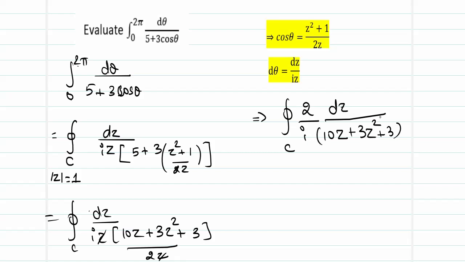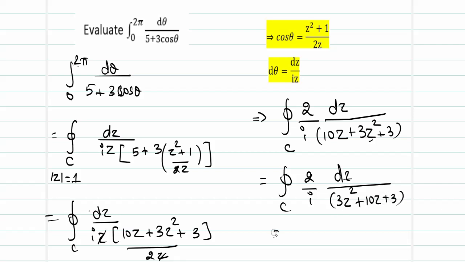Now let me rearrange this quantity in order of z. So this can be rewritten with the highest power first: 3z square plus 10z plus 3. Now let me make this z square have unit coefficient. How can I make it a unit coefficient? By pulling out a 3 outside.